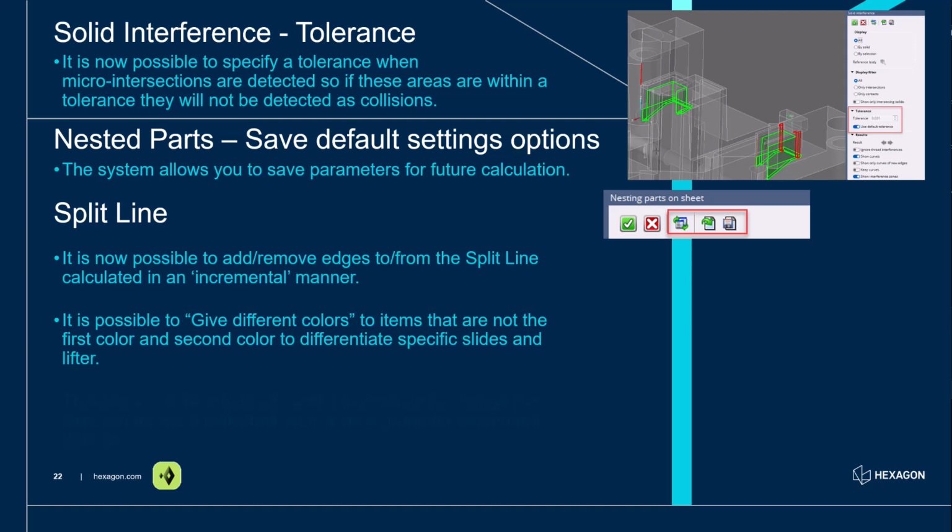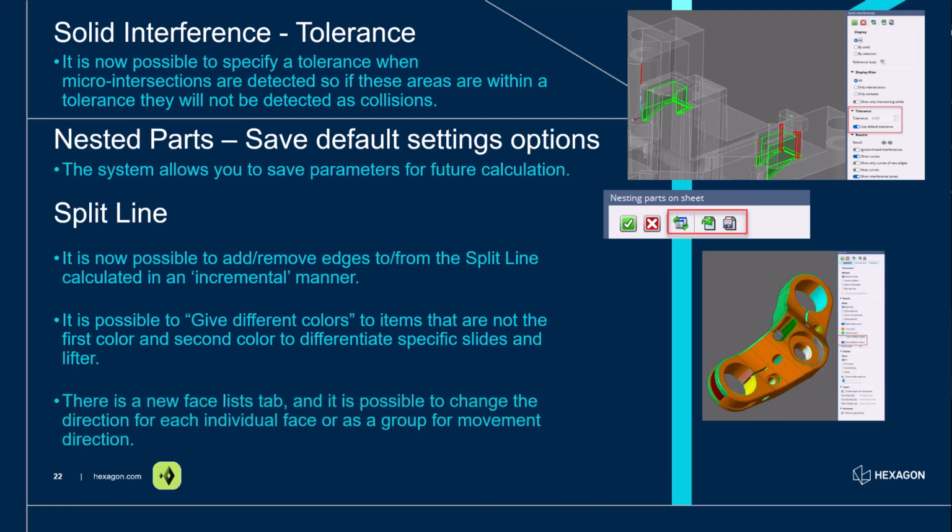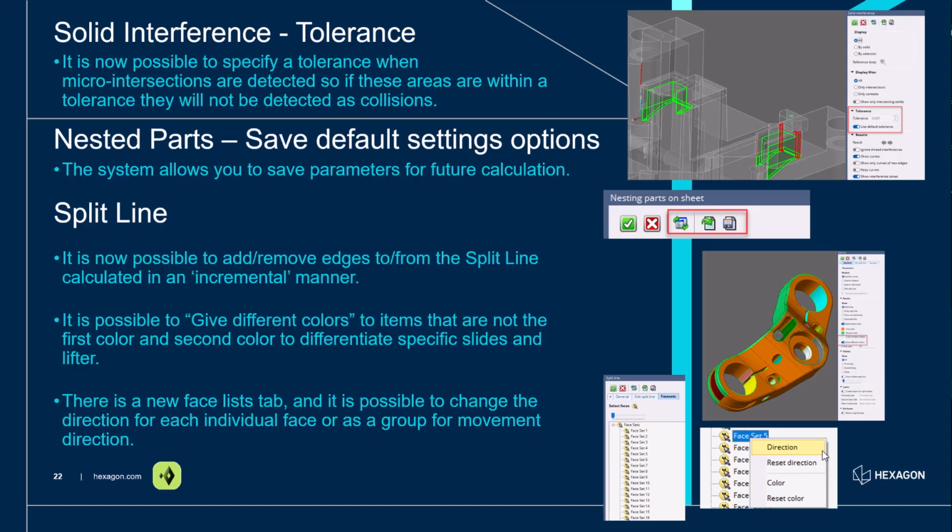It is also possible to give different colors for different areas of your part as well. So for example, each lifter, each slide could have its own unique color. And within the face selection, you now can pick a direction for that slide or lifter to move when you're splitting the part. In the video, we're going to show some examples of some of the new stuff within modeling.